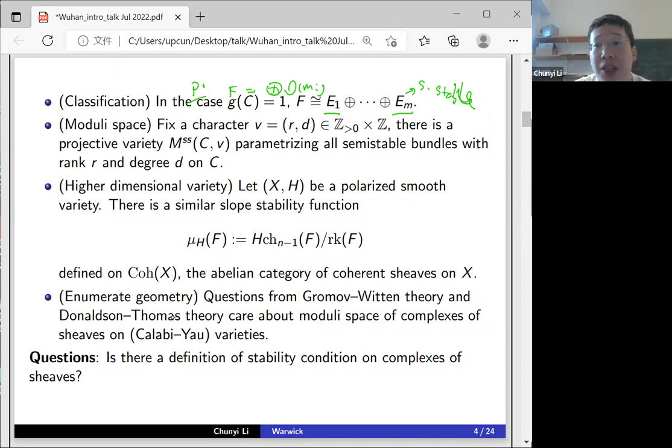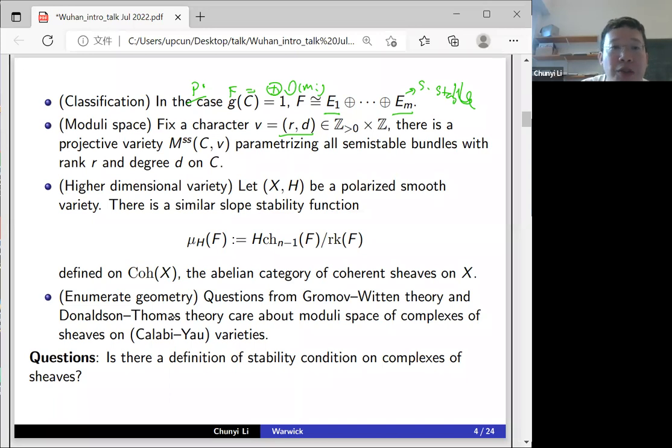But the reason for that is we included so many unstable objects, like O(1) plus O(-1), which is destabilized by O(1). If we only allow the semi-stable ones to come in, for all of these vector bundles with fixed character, we can always parameterize them by a projective variety. This is the moduli theory for curves, and we also have a similar but slightly not so nice theory of moduli for coherent sheaves in higher dimension.